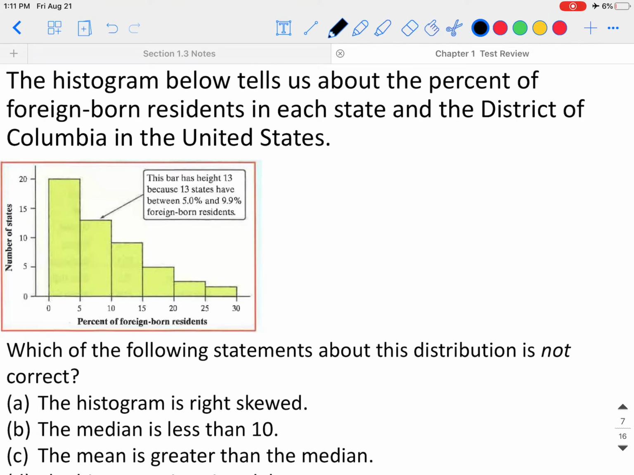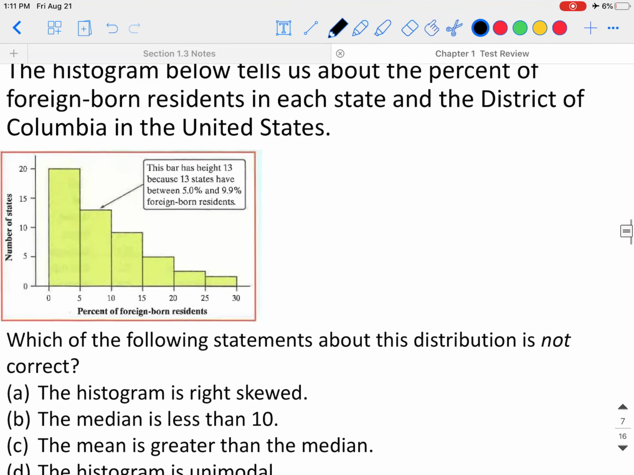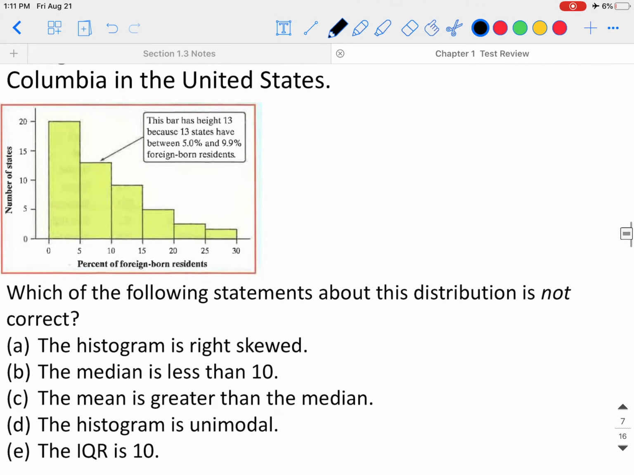Which of the following statements about this distribution is not correct? The histogram is skewed to the right. The median is less than 10. The mean is greater than the median. The histogram is unimodal, or the IQR is 10. So if we take a look, we can definitely see that this histogram is skewed to the right.